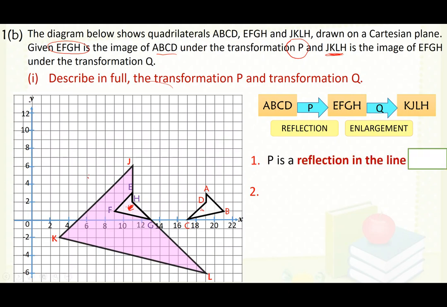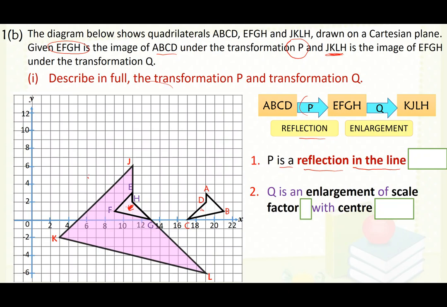So I need to know how to write the reflection sentence. So P is a reflection. We must write in the line, what line? What is the mirror? 那条线就是我们的镜子。Okay, what is the mirror? Enlargement, how does the sentence look like? So Q is an enlargement. We need information: scale factor, and the center of the enlargement. So we do P first. So I choose two corresponding points. 所以我就选了2个 corresponding point.